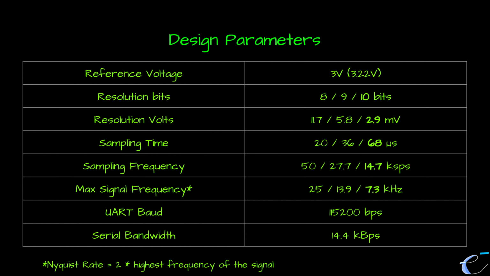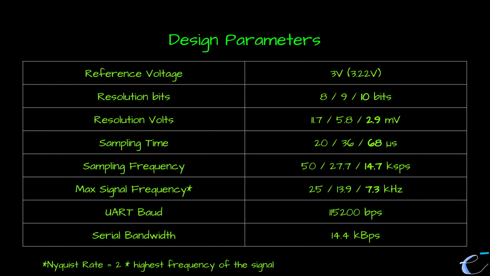What this also means is the resolution, that is the minimum volts that you would see for every single jump, is 11.7 millivolts for 8 bits, and for 10 bits it's 2.9 millivolts, which is a good thing. It's a much better resolution. The sampling time, as we saw, roughly doubles for every single bit. So for 8 bits it's 20, for 9 bits it's 36, and for 10 bits it's 68 microseconds. What this means is the sampling frequency, or the number of samples that you take every second. For 8 bits it's 50,000 samples per second, whereas for 10 bits it's only 14,700 samples per second. KSPS is kilo samples per second.